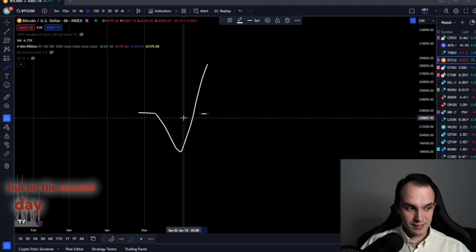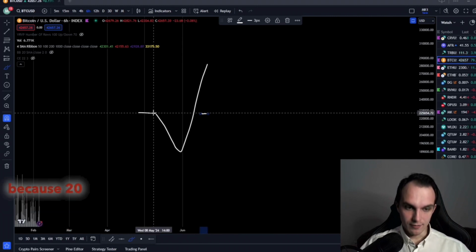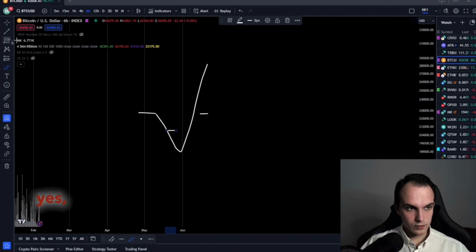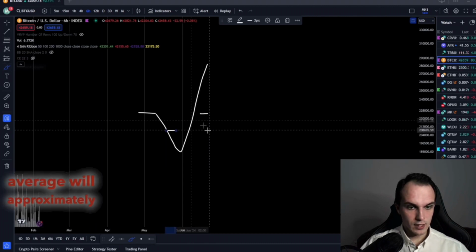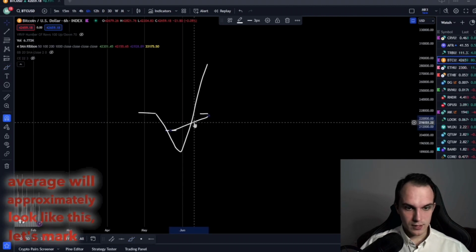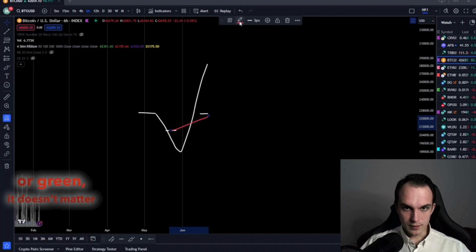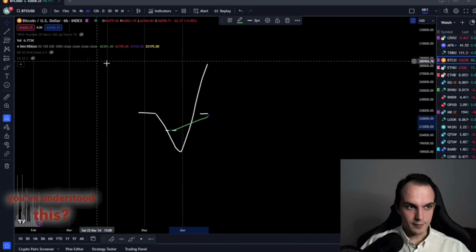But on the second day, it will show 15 because 20 plus 10 equals 30, halved equals 15. Yes, so our moving average will approximately look like this. Let's mark it with a different color, say red or green. It doesn't matter what line. Do you think you've understood this?